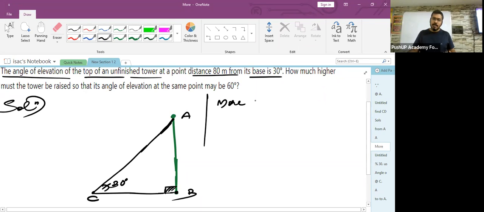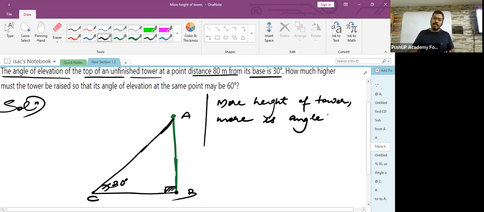More is the height of the building or the tower, more is the angle of inclination. I'll just brief you this with an illustration. First, you note it down. More is the height of the tower, more will be the angle of inclination.